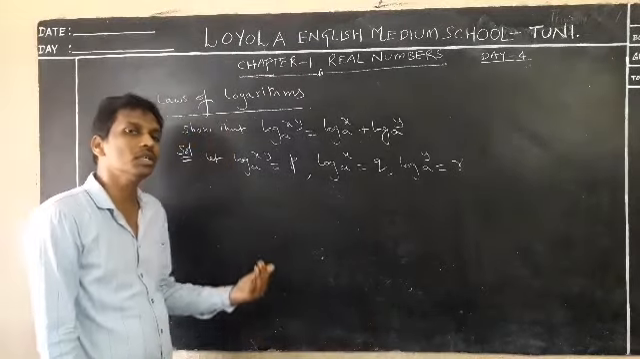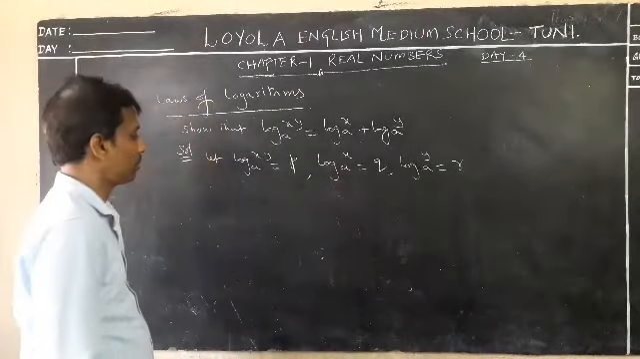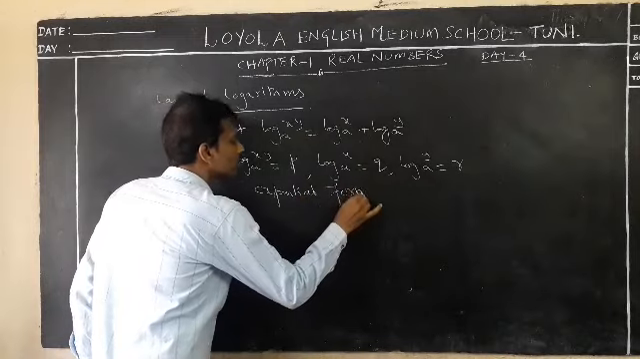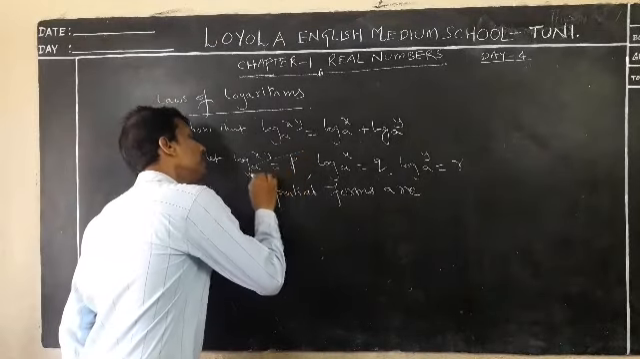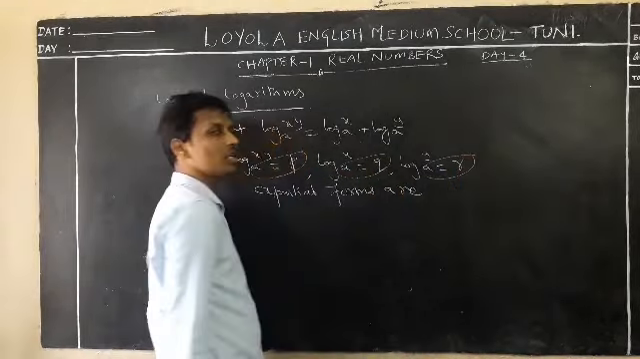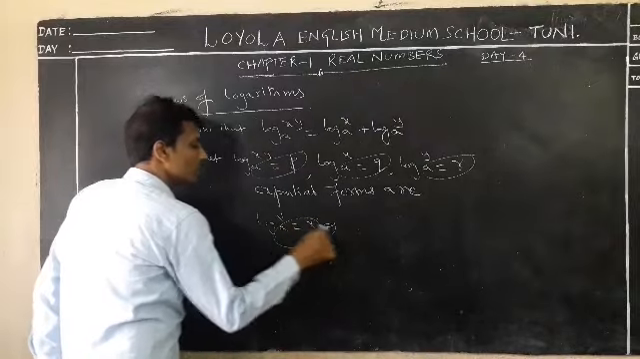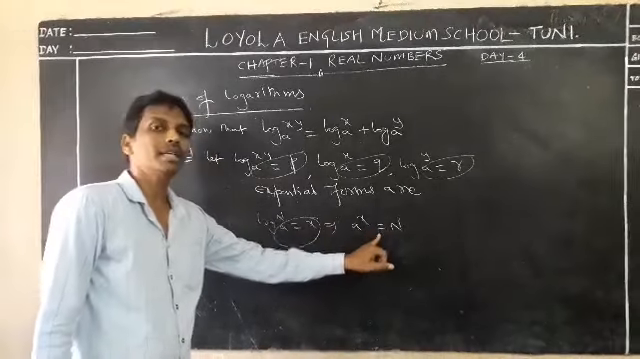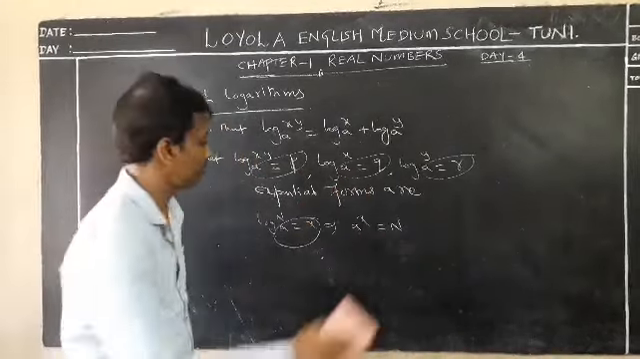After this, I am going to write all the exponential forms. Means I want to avoid logarithms from these 3 steps. So how do we get the exponential forms? A power p is equal to xy, a power q is equal to x, a power r is equal to y. Yes or no? You know very well, log n to the base a equal to x implies a power x is equal to n. This is the logarithmic form and this is the exponential form. Now I am going to write like this. Means I want to avoid all the logarithms and write all the exponential forms. Let us see.